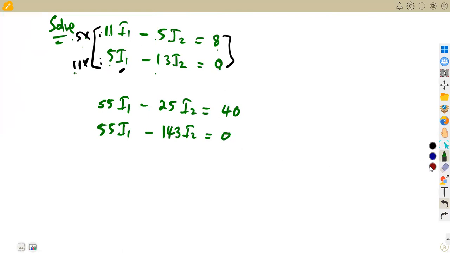So meaning to say, we can eliminate I1 since we can see that we've got positive 55 and positive 55 there. So by subtracting equation 2 from equation 1, it means we can eliminate current I1 in this case. All right, so that's this one minus this one. It gives us a 0.